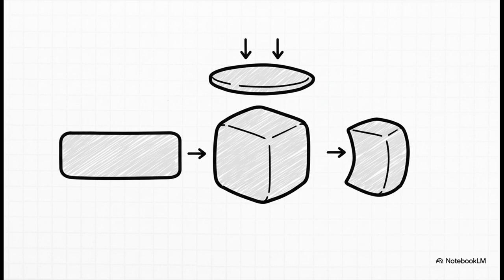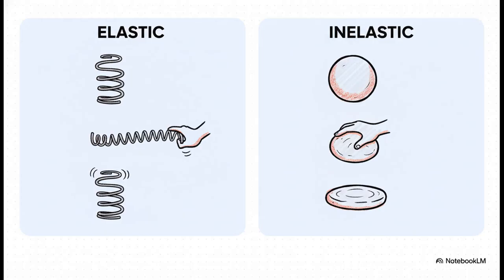Okay, first things first, we need to get a key idea down. Basically, anytime you push or pull on something and it changes its shape, you stretch it, you squash it, you bend it, there's a sciencey word for that. Deformation. Super simple, right? But it's the foundation for everything we're about to talk about. But here's the thing, not all deformation is the same. You've got two main types.